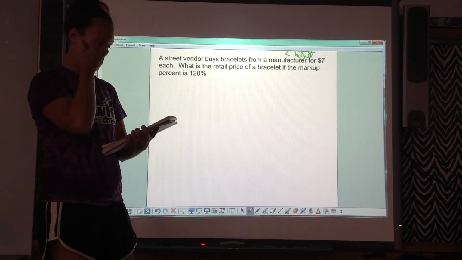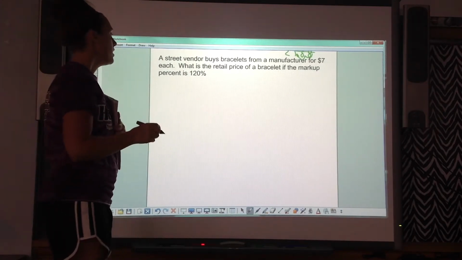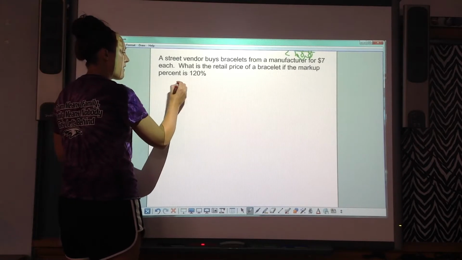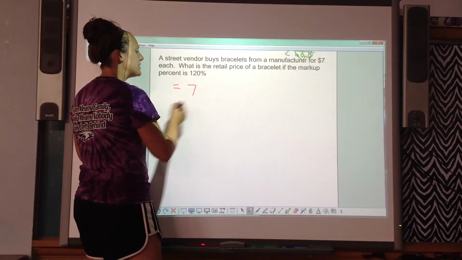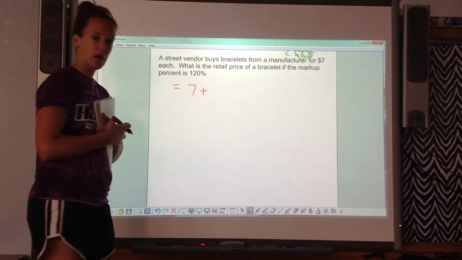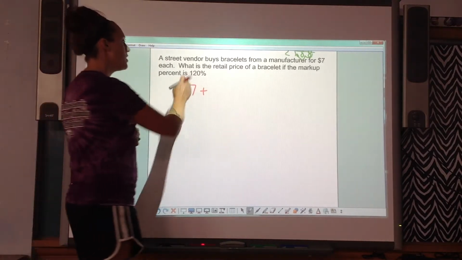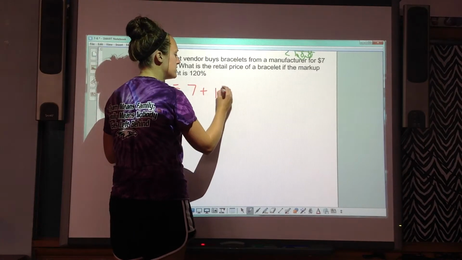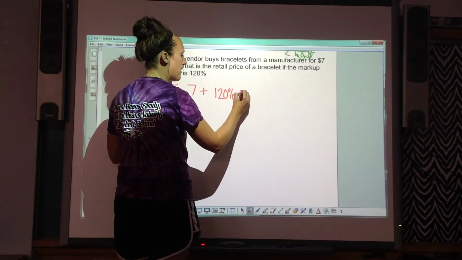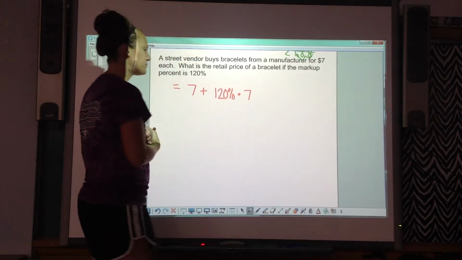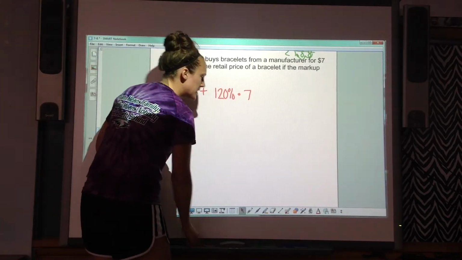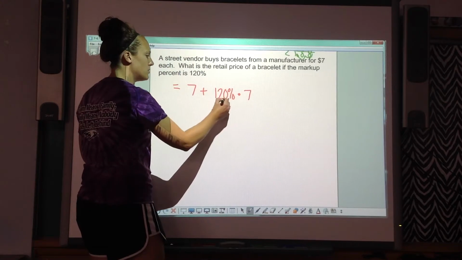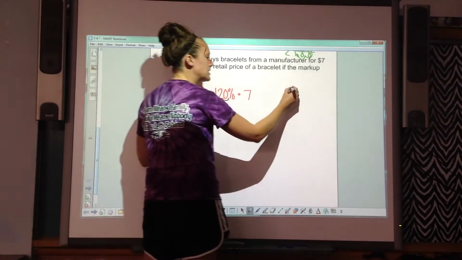So I'm going to start with that first method. To find the retail price, you're going to take the wholesale price, which is $7, and you're going to add that to the markup price, which is 120% of 7. Of means multiply 7. I'm going to change this percent into a decimal, so it's 1.2. I need to multiply.